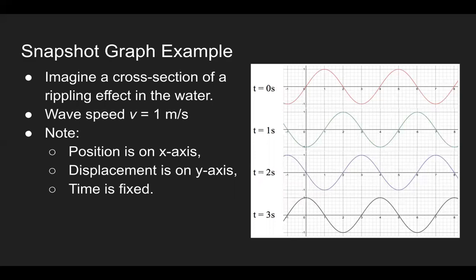If I drop a pebble into water and somehow capture the rippling effect, I get a sinusoidal graph. To simplify things, I can assume that the wave speed is 1 meter per second. Looking at the figure to the right, at t equals 0 seconds, I have a basic cosine graph. At t equals 1 second, the wave should move to the right by 1 meter because my wave speed is 1 meter per second. If I do this for 3 consecutive times with increments of 1 second, I can extract all the snapshot graphs for those instances in time.